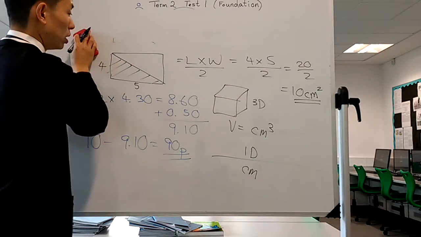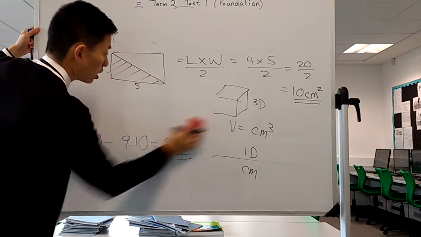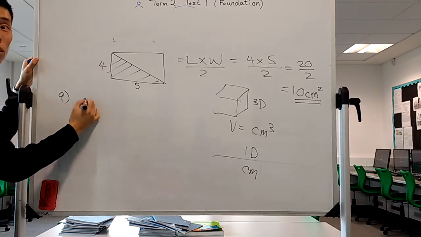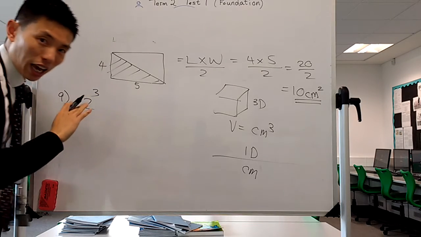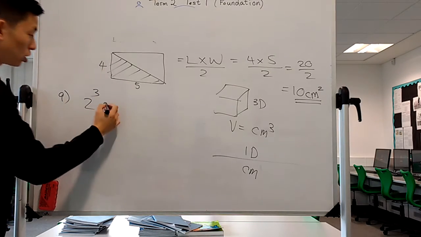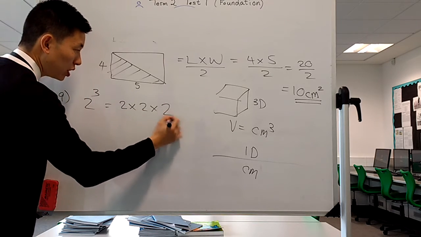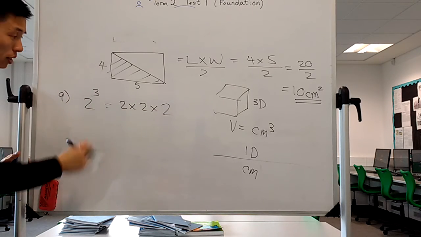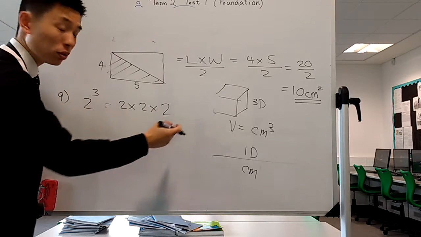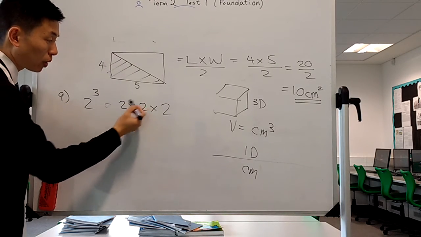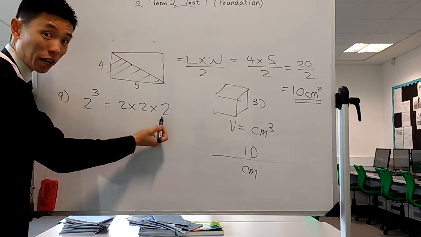Number 9. So I'm going to use this section here. Very simple. 2 to the power of 3. Nearly everybody got this right. 2 multiplied by itself 3 times. Not 2 times 3. Not 2 plus 2 plus 2. This is where things go wrong for some students. They did 2 plus 2 plus 2, even though they wrote times.